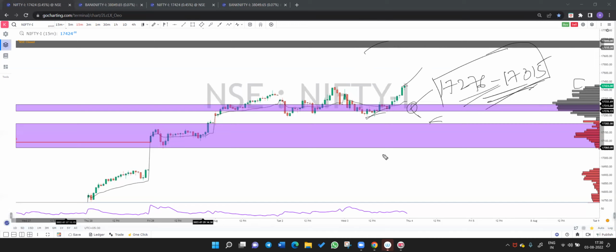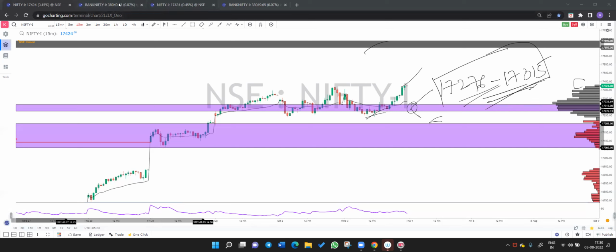But between this, there are no important reference areas as per volume profile. So if there is no reference area, then we can't force a reference area out of thin air. So we need to trade it on an R basis, risk to reward basis.